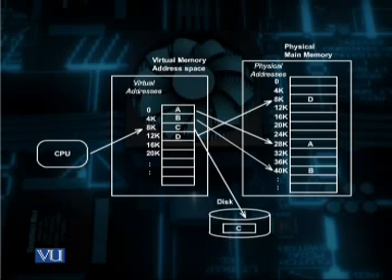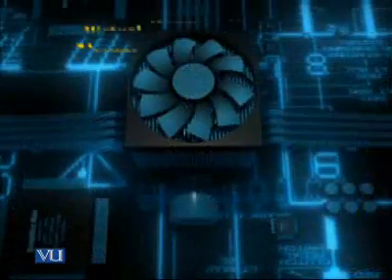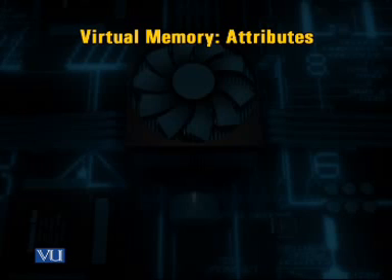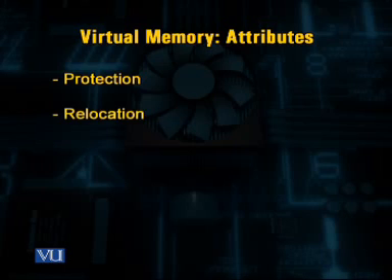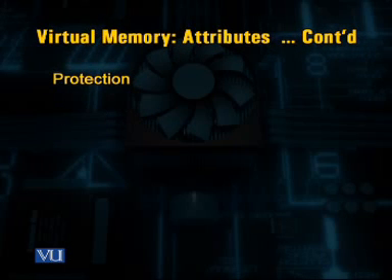Here, multiple processes may be resident in the main memory and disk, with each process occupying its own address space, and only the active code and data is actually made available in the main memory, where the memory is allocated to process as needed. The other attributes of virtual memory are the protection and relocation. Let us discuss the protection first.